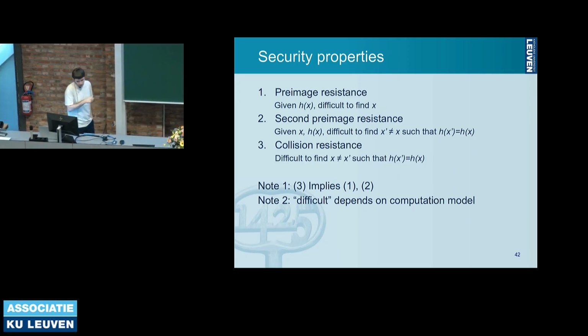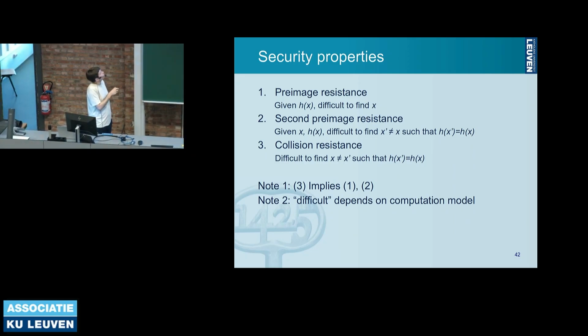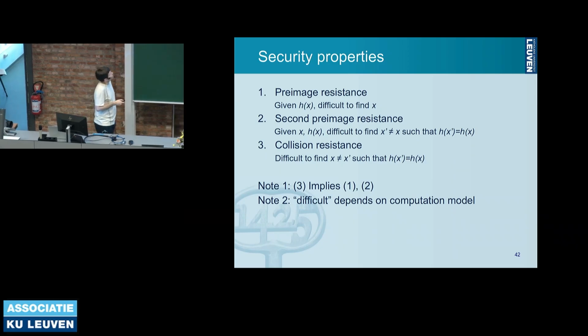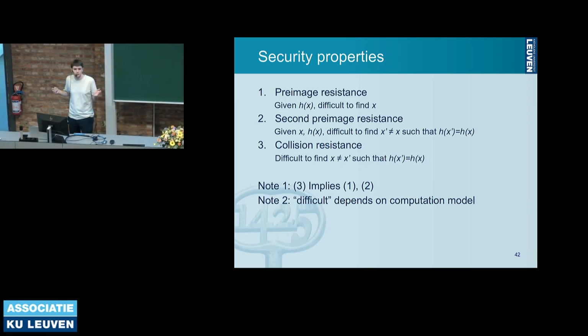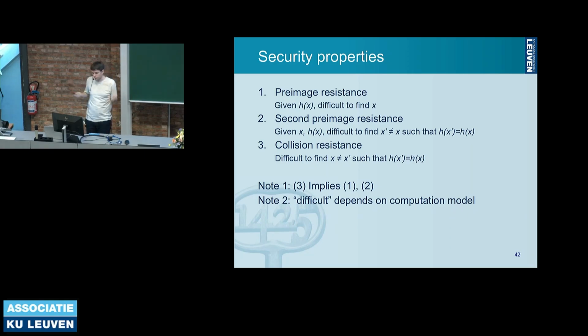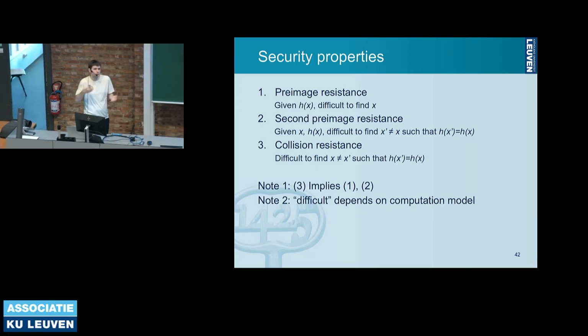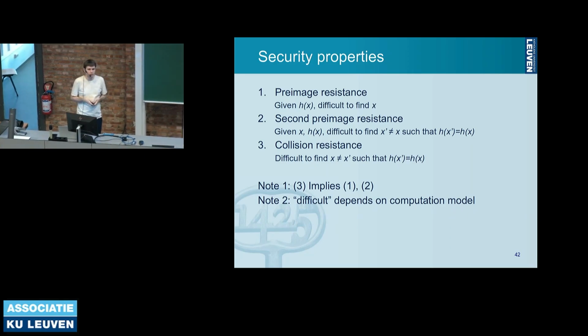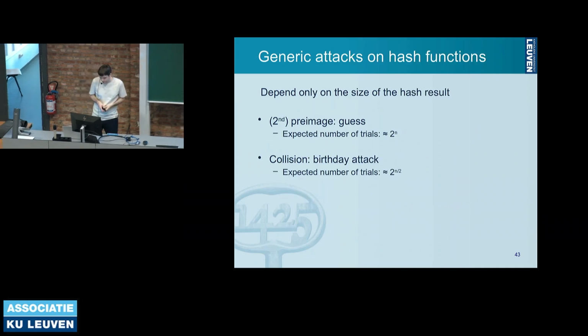It's quite easy to see that collision resistance actually implies preimage and second preimage resistance. Because if I can find preimages very easily, then I can just find a collision also. Just find two different preimages, and then I have a collision.